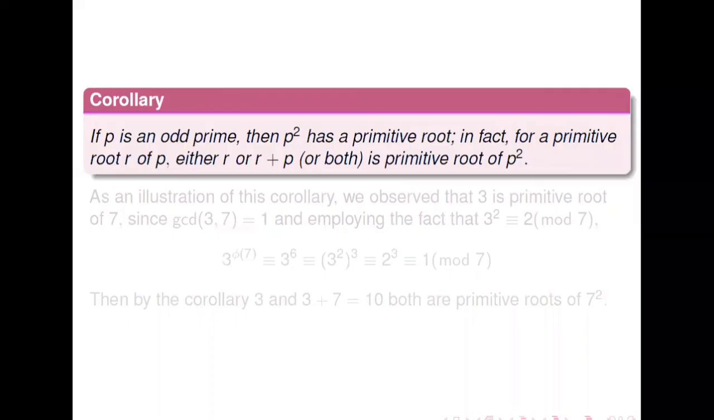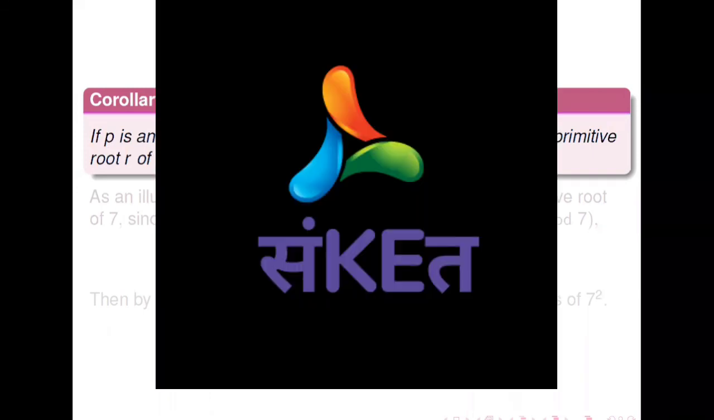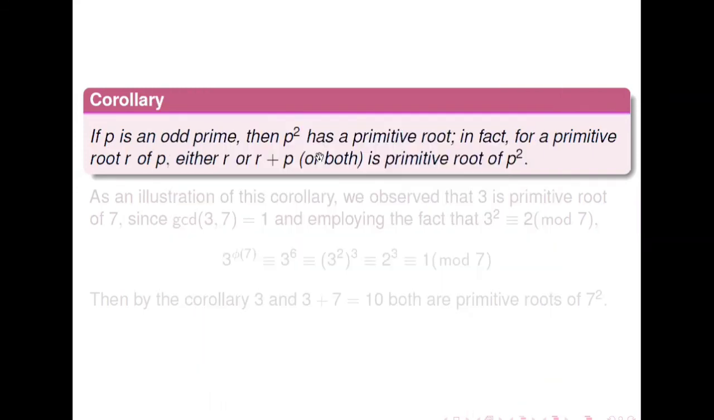If p is an odd prime, then p square has a primitive root. So if your prime number is odd, then p square has a primitive root. Okay, there is existence of a primitive root for p square. In fact, if r is a primitive root of odd prime p, then either r or r plus p or both are primitive roots of p square.